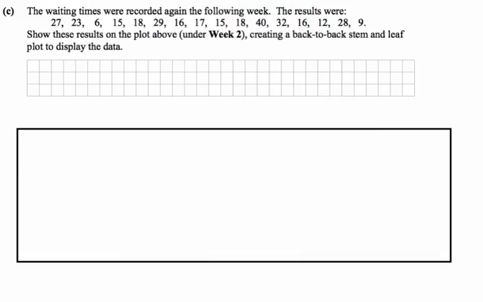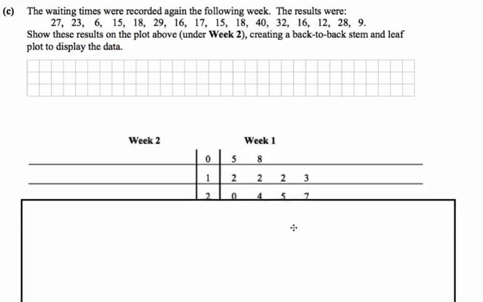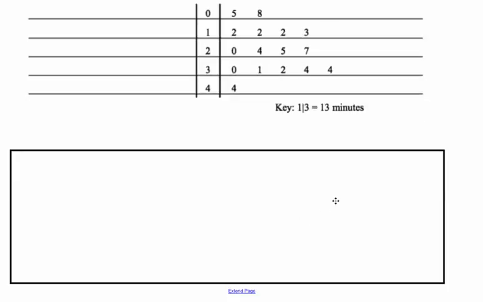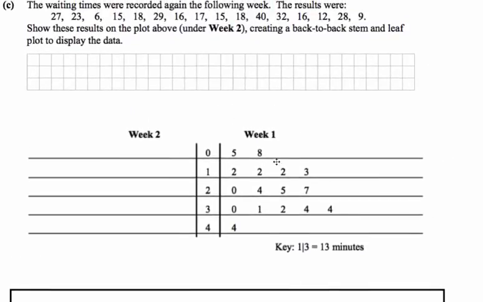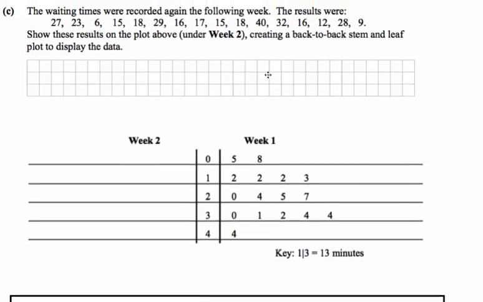Okay, moving on to part C. Part C says the waiting times were recorded again for the following week. The results were as follows. Show these results on the plot above under week 2, creating a back-to-back stem and leaf diagram plot to display the data. Okay, so we've got the data here again. This is the diagram. So we need to put these values in on the week 2 side.